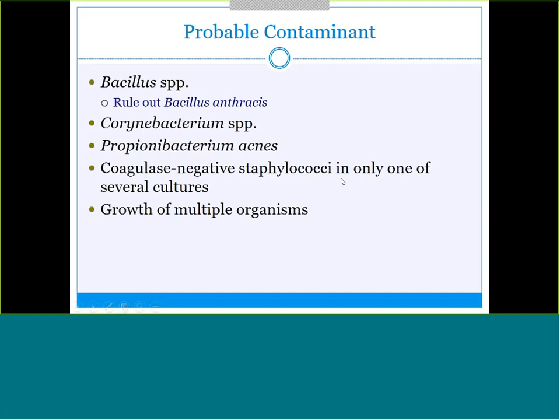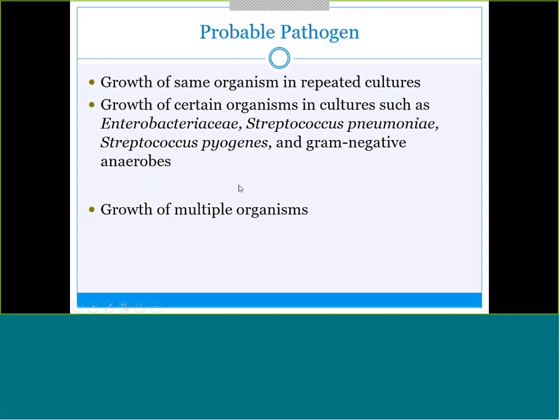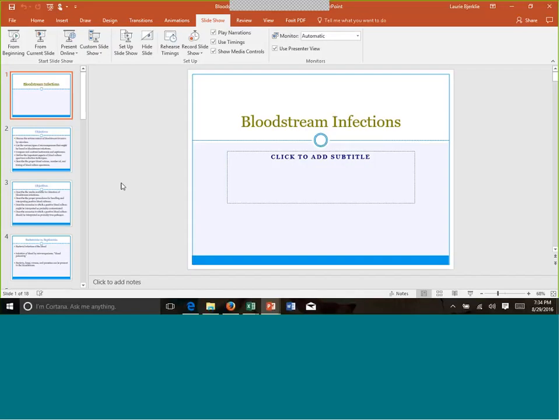If Staph epi showed up positive in 3 out of the 4, then it's probably a pathogen. It probably is causing the infection. So keep that in mind. All right, so here's how we know it's a pathogen. Again, growing in several of the bottles. And when you do isolate it out and figure out if it's Strep pneumo, Strep pyogenes, any of the Enterobacteriaceae or Acinetobacter, we're definitely taking that seriously, for sure.